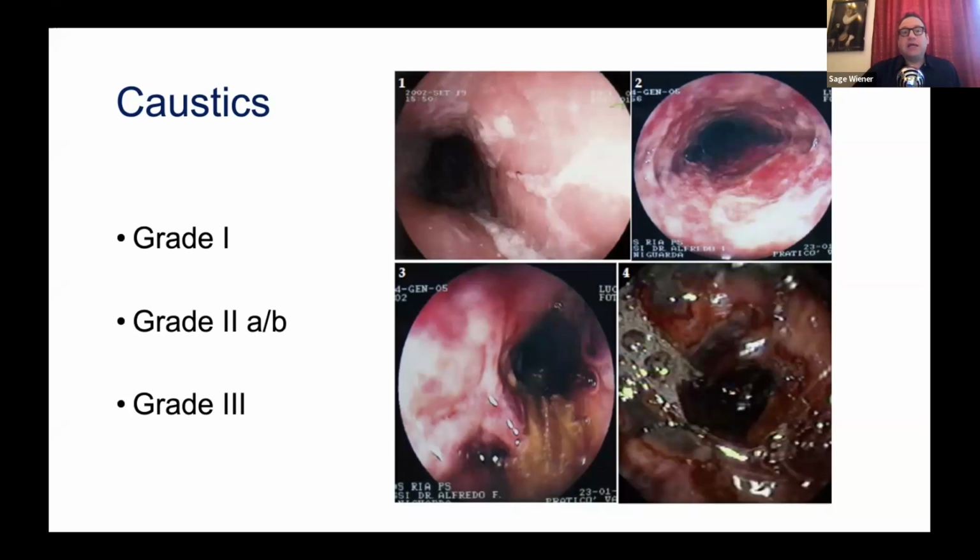And then grade 3 is a full thickness injury. So that's kind of like an eschar looking thing. Now, sometimes it can be difficult to tell from a scope whether you have a full thickness injury that has led to a perforation, right? Because you can have a grade 3 injury that didn't perf. When we do an endoscopy, you can see the inside of the GI tract. You can't see the other side of the GI tract, which is what you would really need to know for sure to see whether it completely penetrated through the structure.